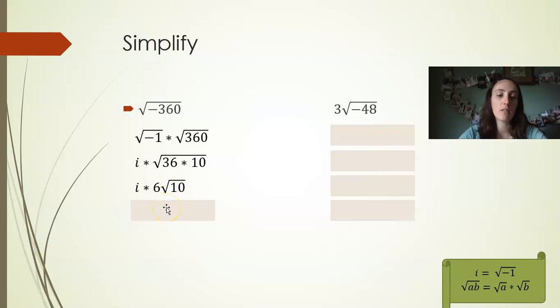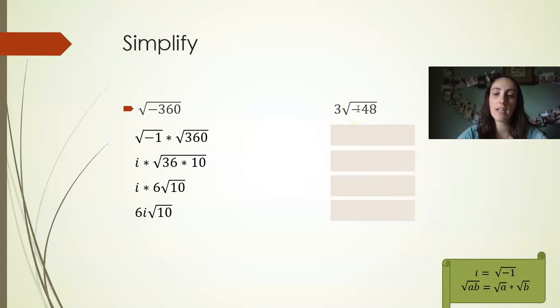To write it in the most simplified form, we want to have our coefficient out front, and then i comes second, and that's getting multiplied by square root of 10. One more where we're going to simplify, very similar process inside our radical symbol.